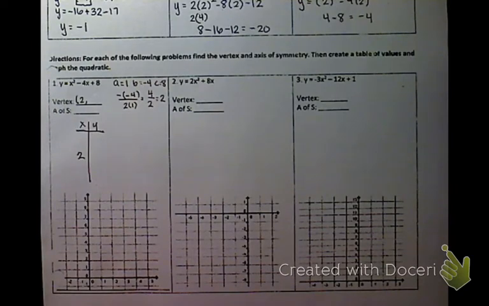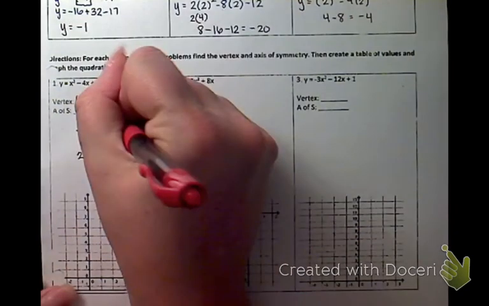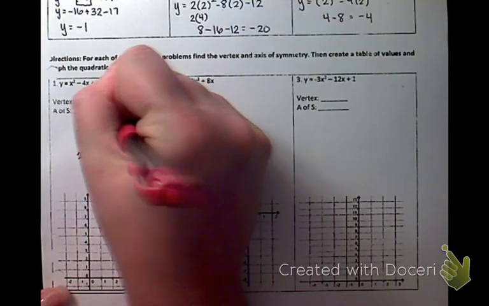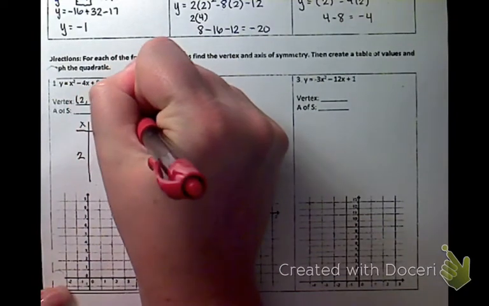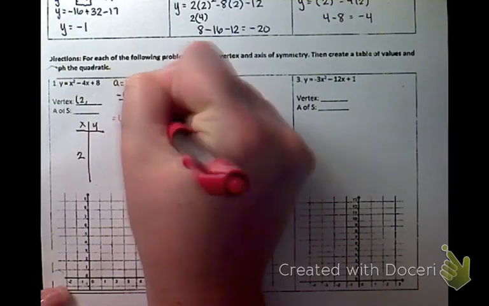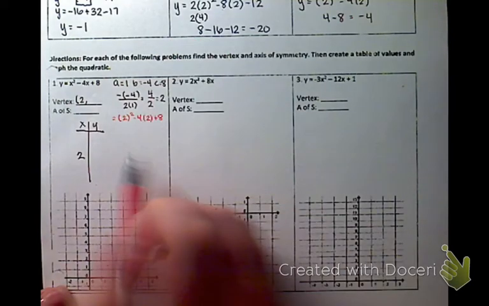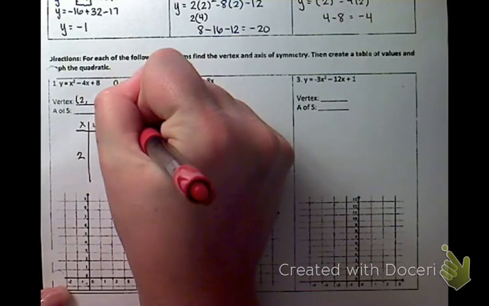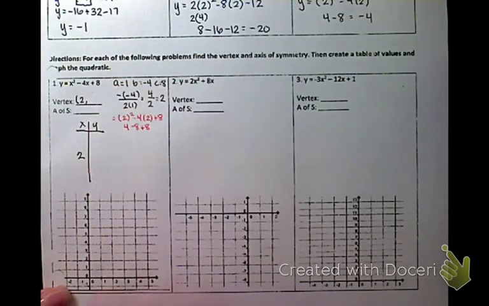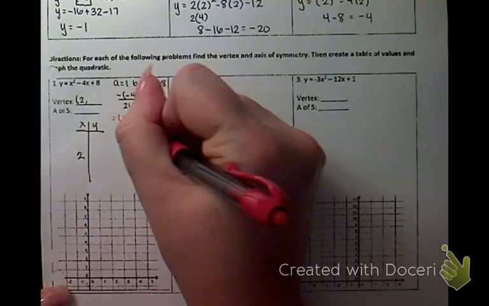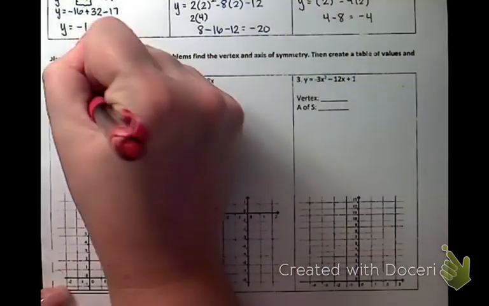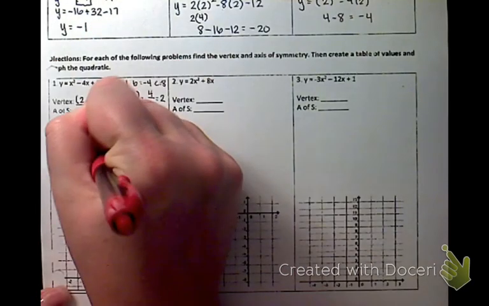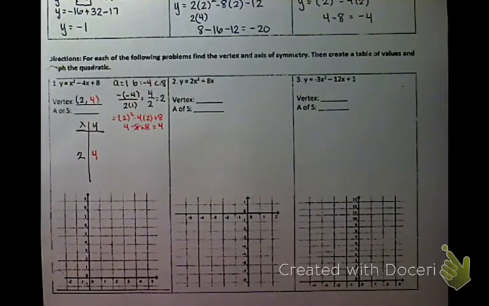I'm going to plug that in to get the y value. So let's see, y equals 2 squared minus 4 times 2 plus 8. So 2 squared is 4. Negative 4 times 2 is negative 8. And then I have a plus 8. Well, these are going to cancel out nicely, giving me a positive 4 for the y value of my vertex.